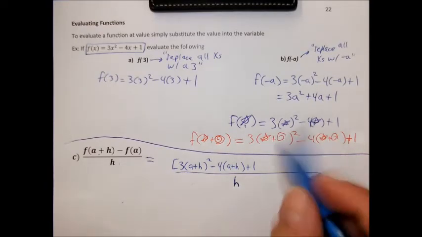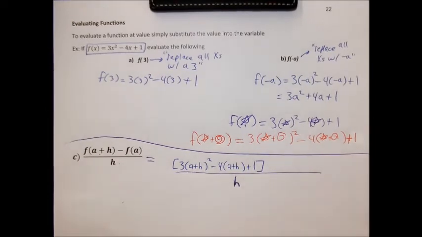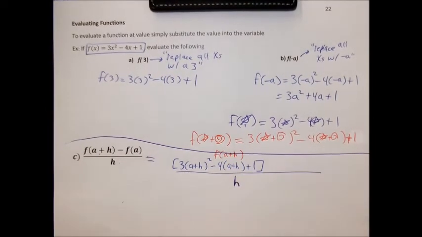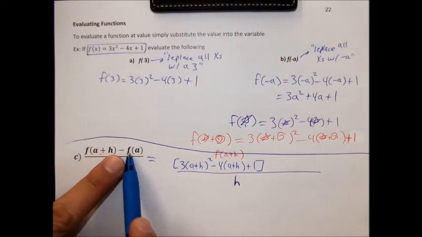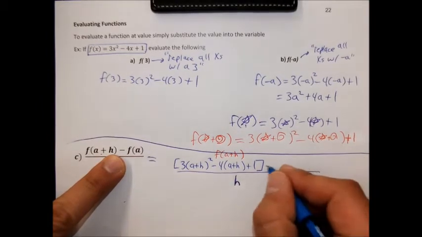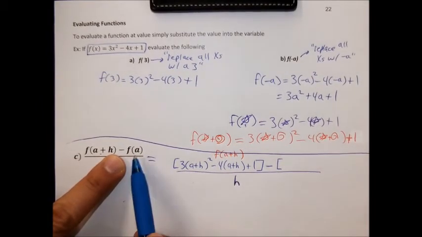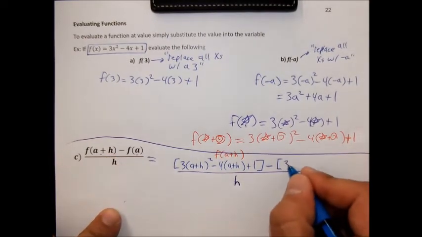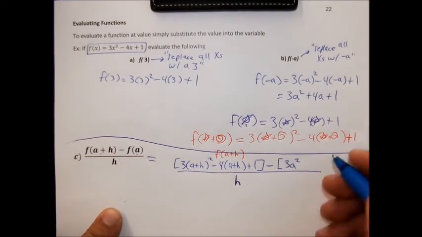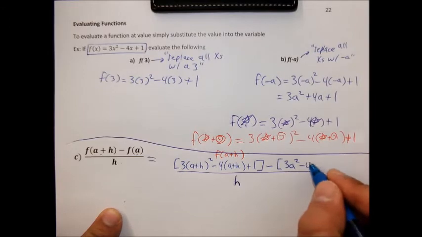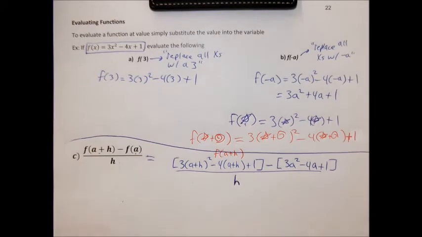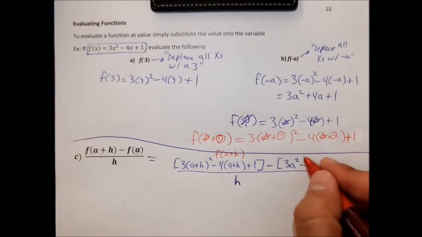But anyway, this is what f of a plus h would look like. So this expression here is f of a plus h. And then if we subtract f of a from that, it would look like the function with an a in it instead of an x, right? And so that would be 3a squared minus 4a plus 1. And so this is now my f of a.